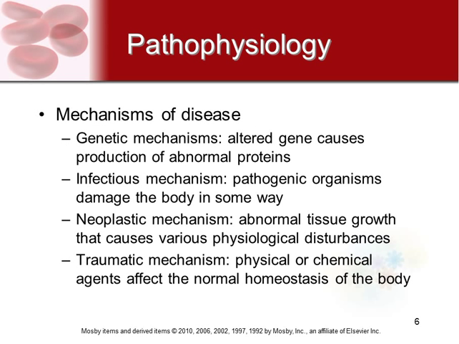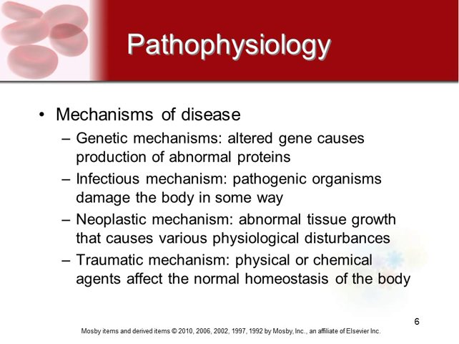So for some mechanisms of disease, there's the genetic mechanism. That's when genes are actually altered. So your genes alter and create abnormal proteins in your body. And proteins are sort of the building blocks of your body. So if we create abnormal proteins, that in itself can make you sick. There's also an infectious mechanism. That's when pathogenic organisms, like some sort of invading microbe, damage your body in some way. Neoplastic mechanism is when you have an abnormal growth of tissue, and that can cause physiological disturbances in your body.